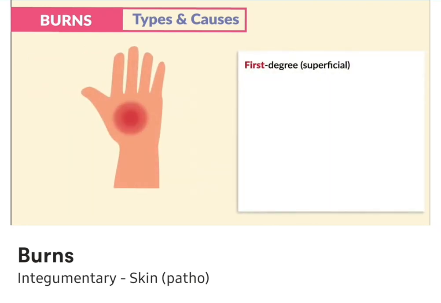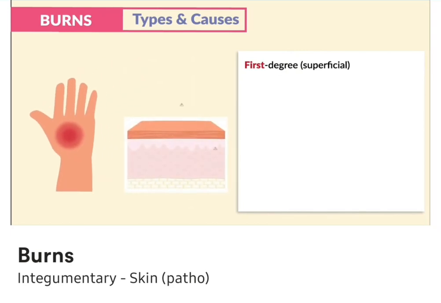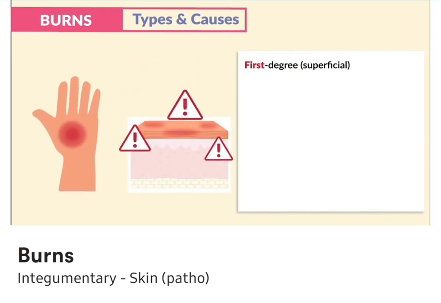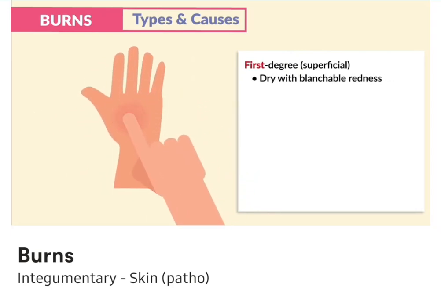So in first degree or superficial burns, we have damage to the epidermis, the top layer. So we see dry with blanchable redness, meaning that when you press on the wound, the redness goes away.